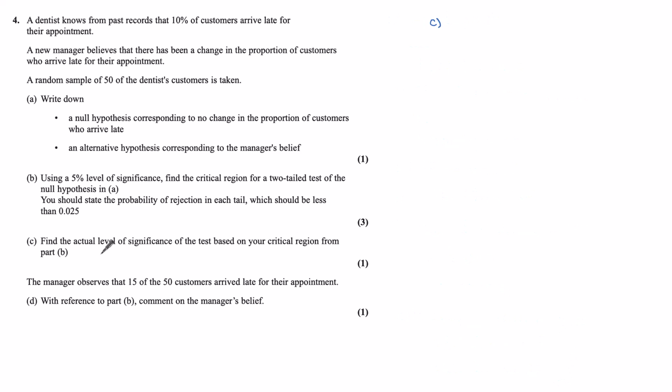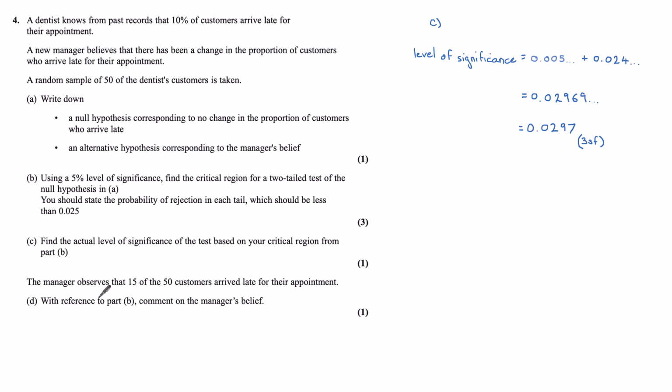Part C is asking us to find the actual significance level of the test based on your critical region from Part B. Well, our level of significance is the sum of those probabilities calculated in Part B. So we have a level of significance equal to our two values. So we have A stored on our calculator and 1 minus B on our calculator, which gives us a value of 0.02969 and so on, which is 0.0297 to 3 significant figures.